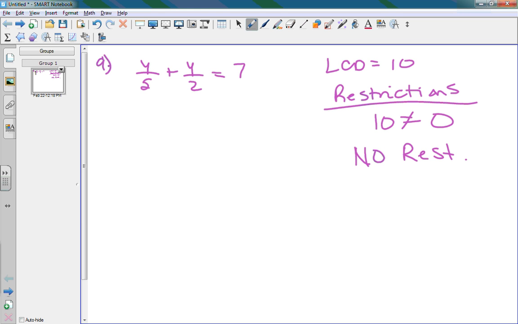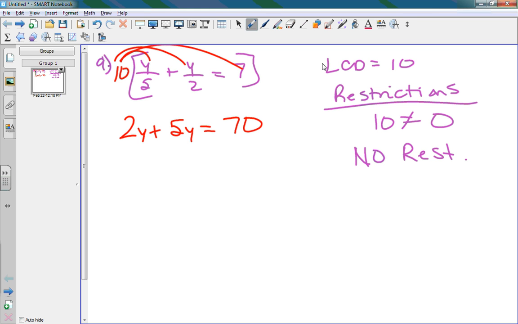Which means I'm going to multiply this lovely little thing by the value 10. And what is 10 divided by 5? 2. Bring down the y. What is 10 divided by 2? 5. Bring down the y. What is 10 times 7? 70. Now, solve this thing.